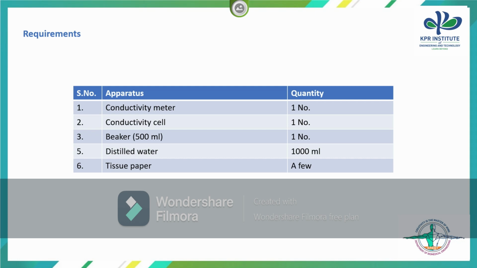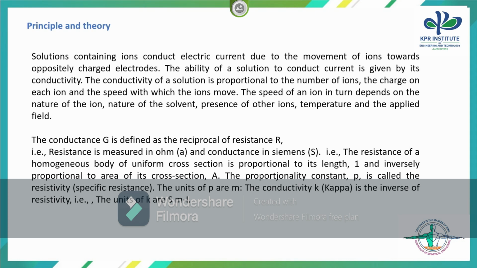Principle and theory. Solutions containing ions conduct electric current due to the movement of ions towards oppositely charged electrodes. The ability of a solution to conduct current is given by its conductivity. The conductivity of a solution is proportional to the number of ions, the charge on each ion, and the speed with which the ions move. The speed of an ion in turn depends on the nature of the ion, nature of the solvent, presence of other ions, temperature, and the applied field.